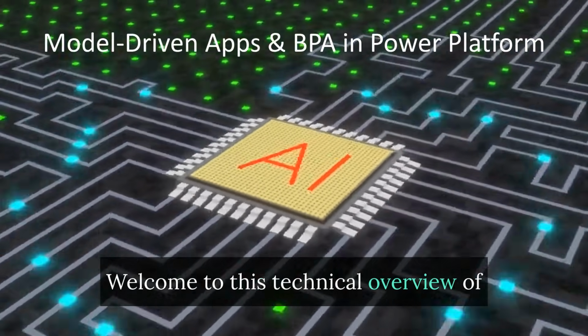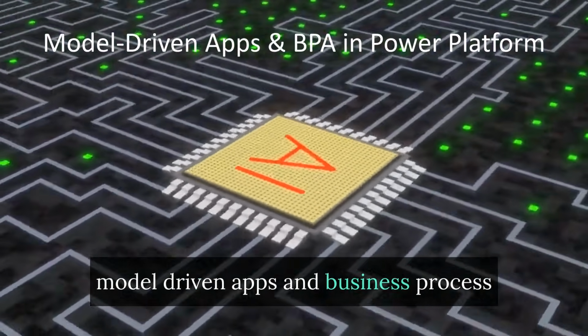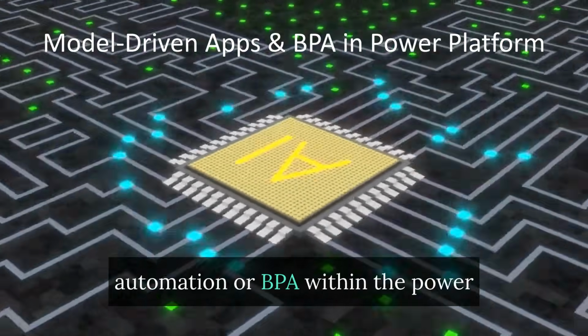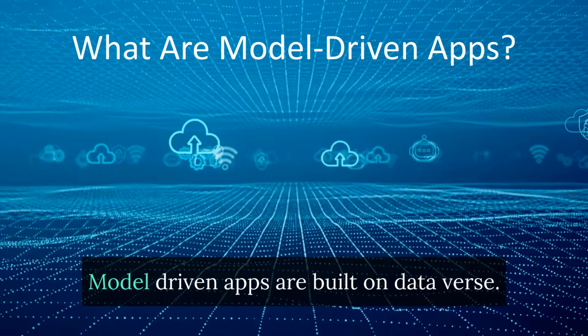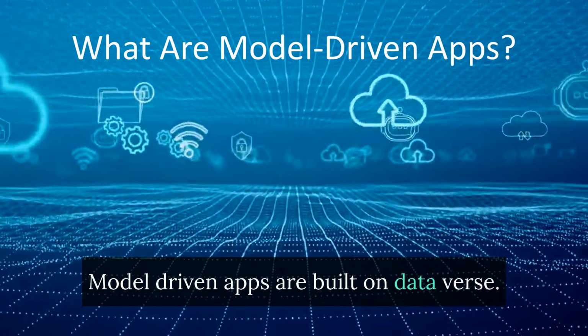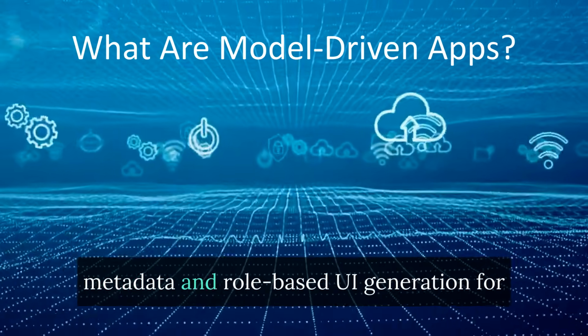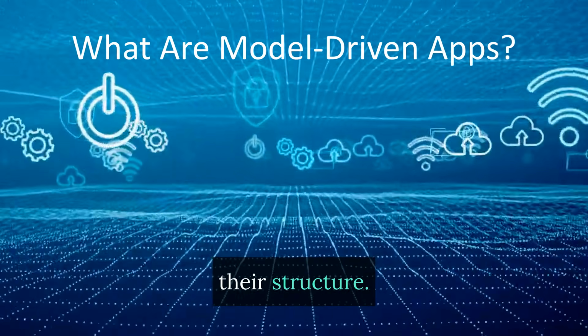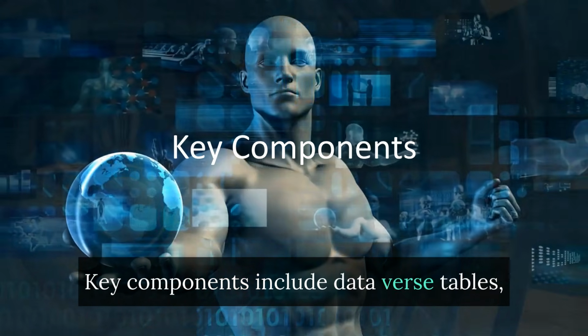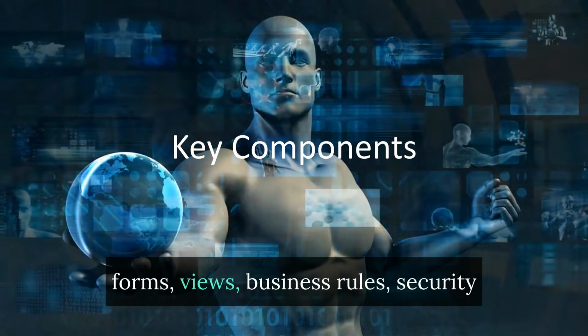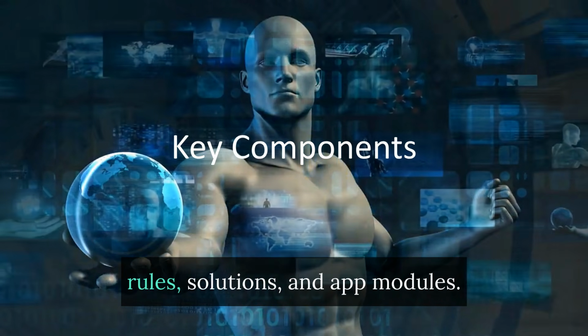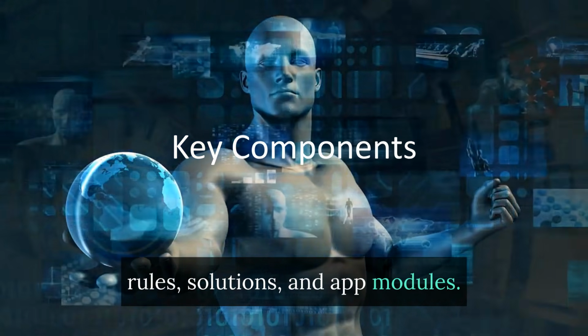Welcome to this technical overview of model-driven apps and business process automation, or BPA, within the Power Platform. Model-driven apps are built on Dataverse. They utilize a data-first design, strong metadata, and role-based UI generation for their structure. Key components include Dataverse tables, forms, views, business rules, security rules, solutions, and app modules.